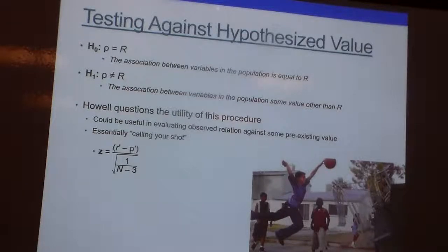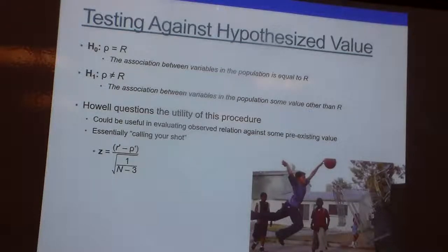Now, Howell questions the utility of this procedure because essentially we're calling our shot, right? You need to have some value that you're going to test that correlation coefficient against, but with increasing emphasis on meta-analyses and things like that, we're starting to get to a point in some of these literatures where we should probably know about where our stuff should turn out to, right? It should be about this level. And if we were being very sophisticated, we could start to test hypotheses on whether or not our observed associations exceed some minimum point that would suggest a study failure.